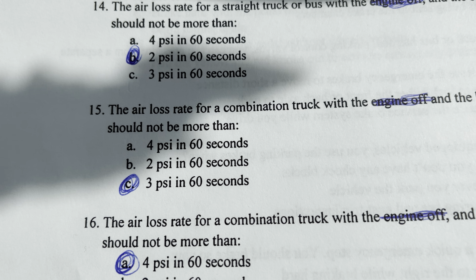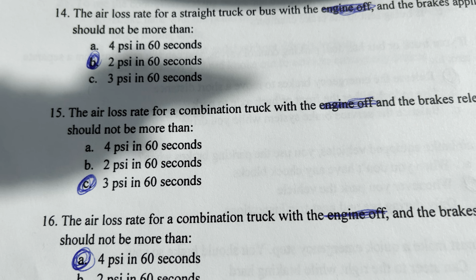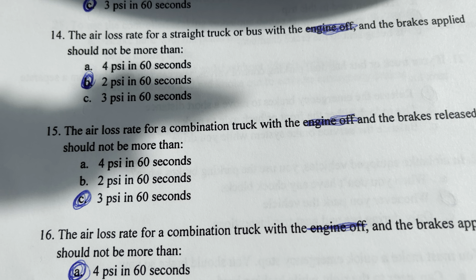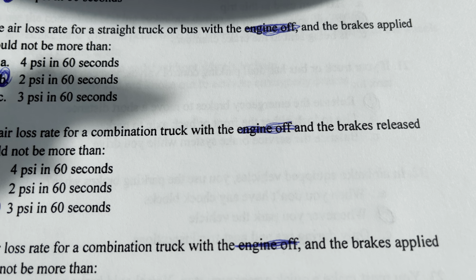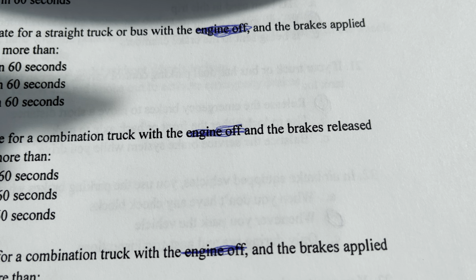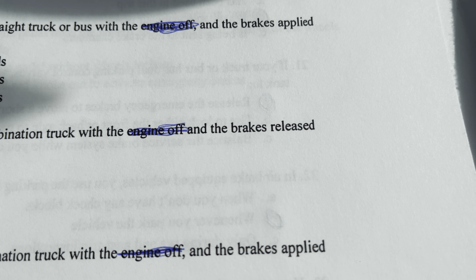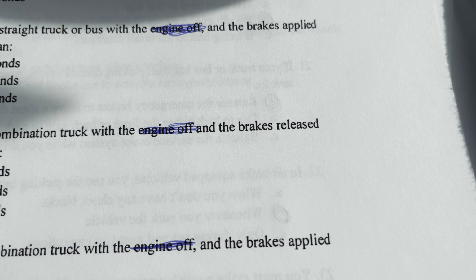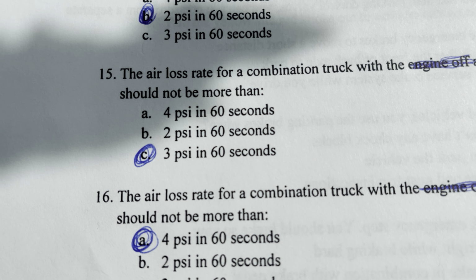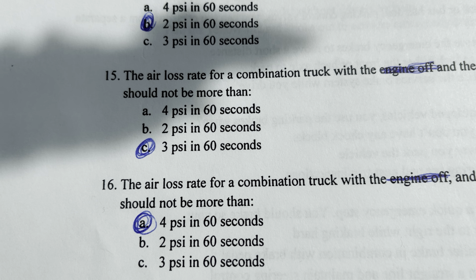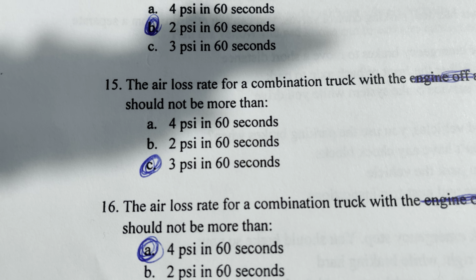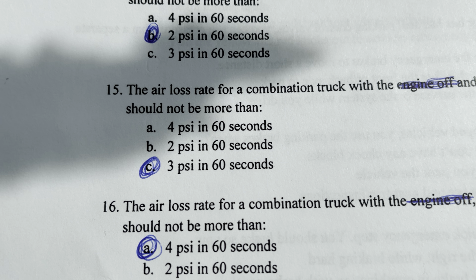Number 15, the air loss rate for a combination truck. This is a bigger truck. But again, ignore engine off. Like I said, keep ignoring engine off, or you're going to get confused as hell. These are with the brakes released, so you're going to have less PSI. The correct answer is going to be 3, which I got right. 3 PSI in 60 seconds, 1 minute.